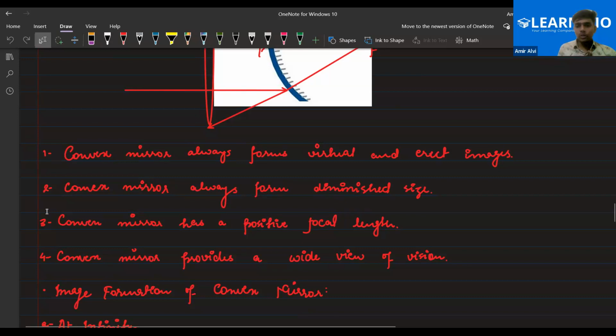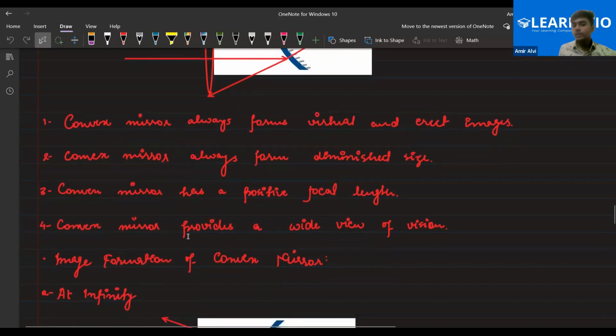Now the next thing is that a convex mirror provides a wide field of view. That's why these mirrors are used as rear view mirrors in vehicles, in the rear side mirror, the back mirror. They give a wider view, so we can see which object is coming from the back side.